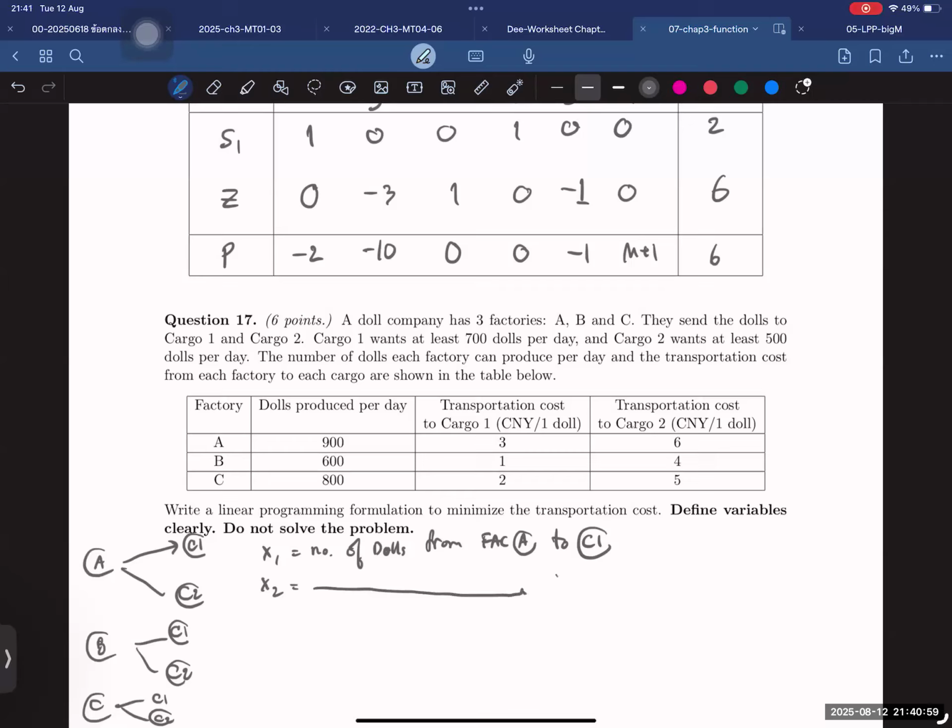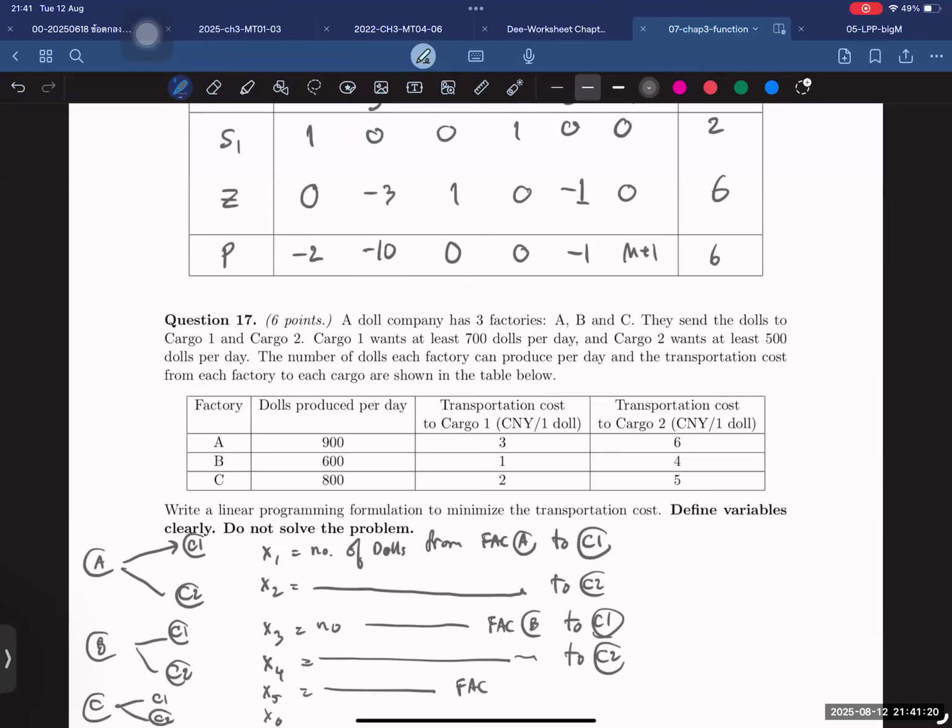This is from factory A to C2. But x3 is the number of dolls from factory B to cargo C1. x4 is the number of dolls from factory B to C2. And x5 is from factory C to C1, and x6 is the number of dolls from factory C to cargo C2. So they just want you to define the variables, and also write the transportation cost.